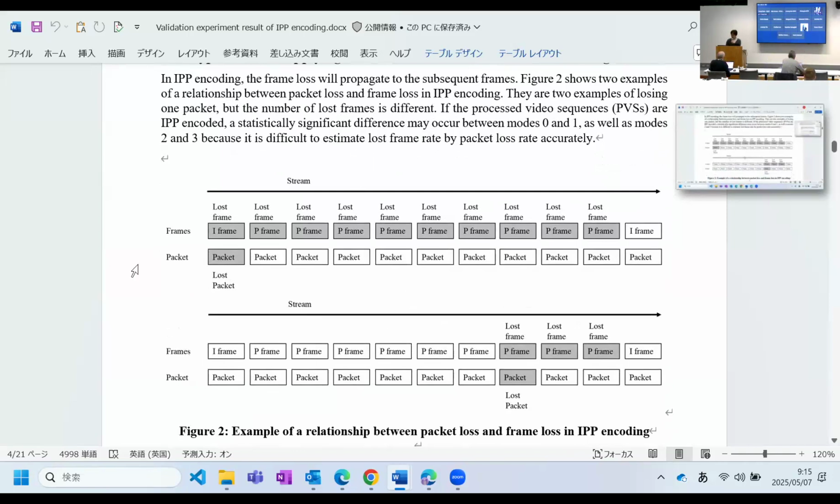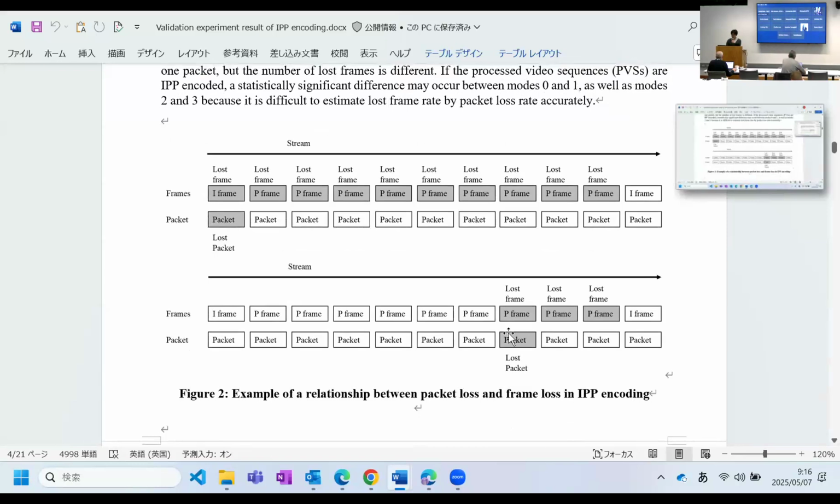These are two examples of losing one packet. This is the lost packet and this is the lost packet. But the number of lost frames is different because in IPP encoding, the frame loss propagates to the next frame. So if the processed video sequences are IPP encoded, statistically significant differences may occur between mode 0 and 1 as well as mode 2 and 3, because it is difficult to estimate the lost frame rate from the packet loss rate accurately. To verify this hypothesis, we conducted another subjective experiment using IPP encoding.